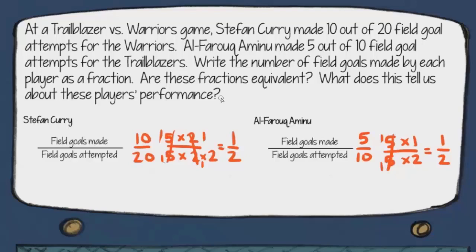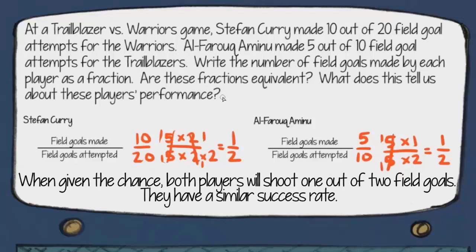We could share with our teacher that both players make half of their field goals in the game. When given the chance, we can count on them making 1 out of 2 shots. So it'd be important for us to write on our paper, when given the chance, both players will shoot 1 out of 2 field goals. They have a similar success rate.